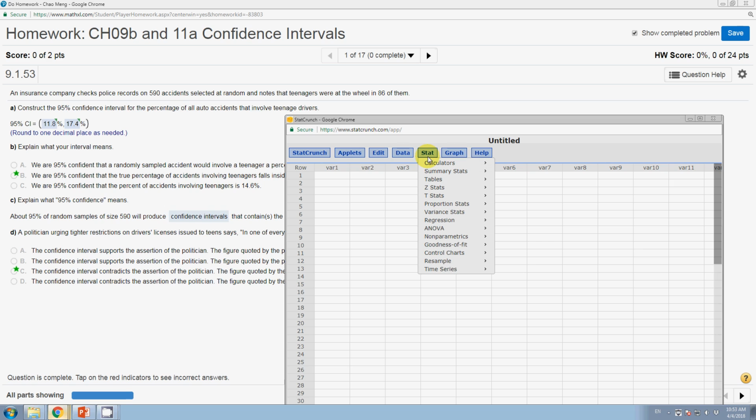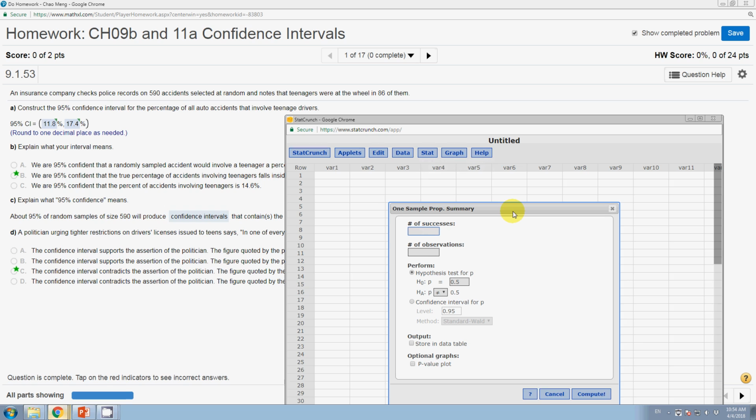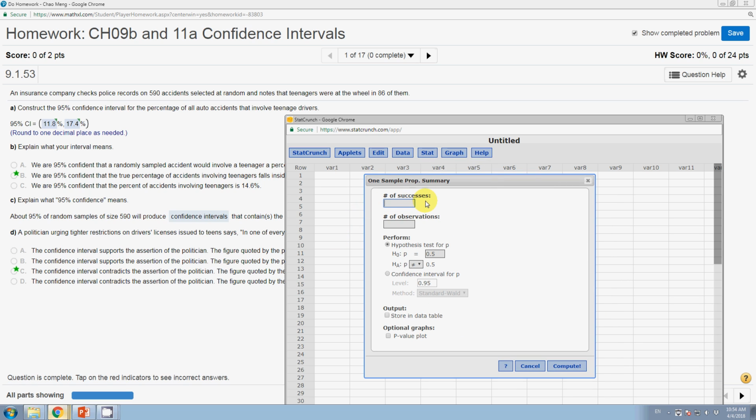So let's go to Stat, Proportion Stats. If we are dealing with proportion, we are going to use this One Sample With Summary. So the number of successes. In this question, the success event is an accident involves a teenager. So how many in our sample? How many accidents involve teenagers?